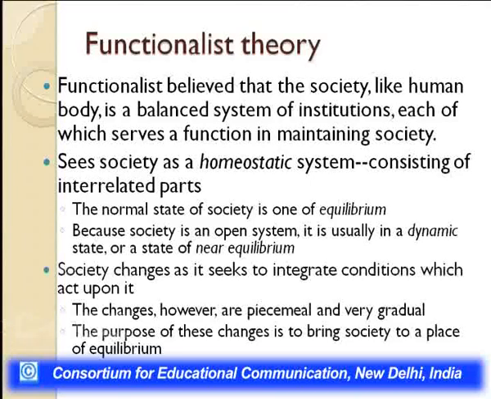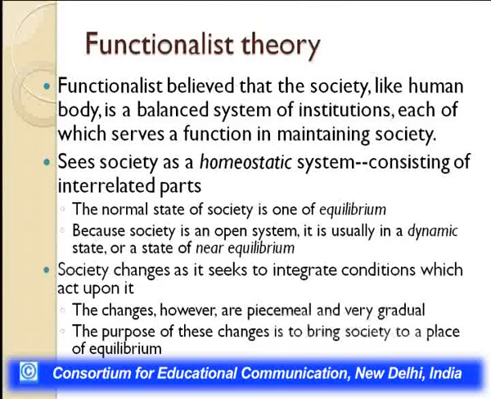A homeostatic system is a system which consists of parts related to each other. So, the society is made up of a large number of parts, but there is a continuity between each part, and one part contributes towards the existence of the other. The normal state of a society is one of equilibrium. Because society is an open system, it is usually in a dynamic state or a state of near equilibrium.